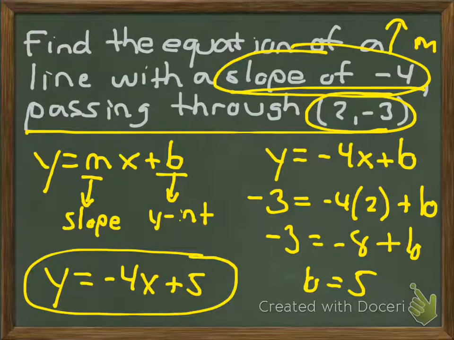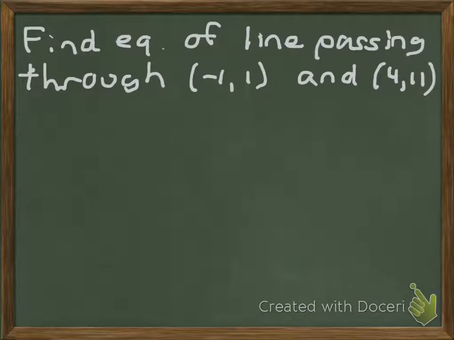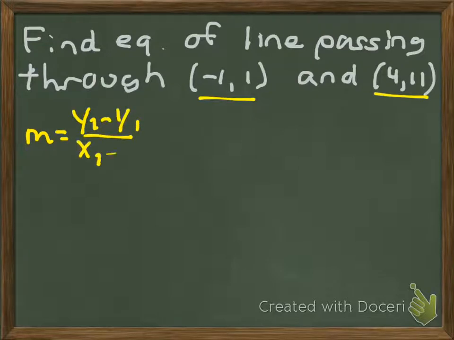Okay. So now let's take a look at a problem where we're given 2 points. Find the equation of a line passing through these 2 points, (-1, 1) and (4, 11). Here we're not given the slope, so we must find it first. Remember that the slope of a line is given by y2 minus y1 over x2 minus x1. We'll make use of that formula here. You just have to be careful of any negatives that might occur.